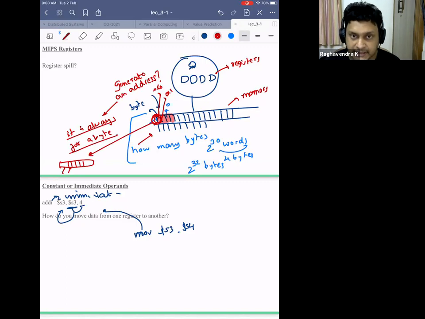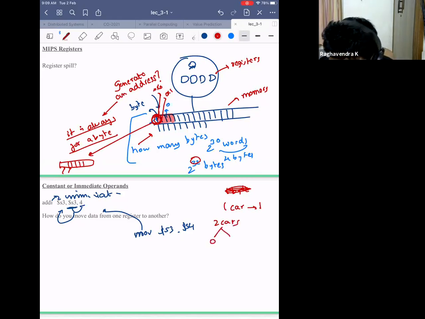So how many bytes are there in this system? There are 2 power 32 bytes. So how many bits do I need to represent 2 power 32? Let's say I want to represent 1 car. How many bits do I need? I just need 1 bit. If there are 2 cars, to differentiate between them, how many bits do I need? I can name one car as 0 and another car as 1. So I need just 1 bit. If there are 3 cars, how many bits do I need?